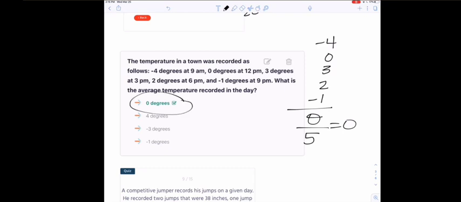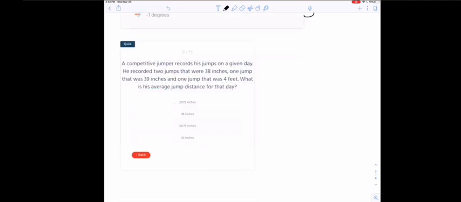And that's my answer. If you struggle with positive and negative numbers, I encourage you to go back and look at the section on positive and negative numbers. Okay? Super important. Okay, so let's do number 9.